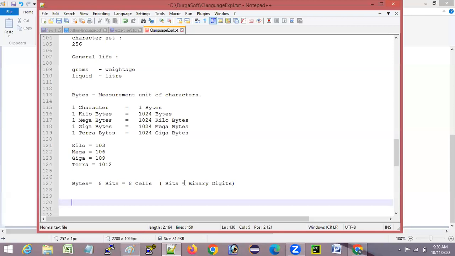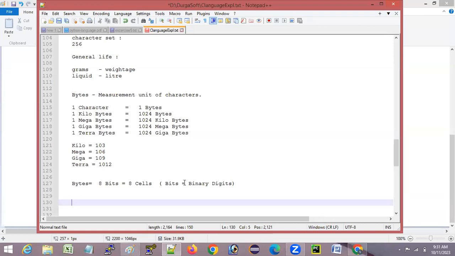And how are you going to measure that? How are you going to describe whatever you store in the memory? You measure it by the unit of a character called a byte. That is, 1 byte equals 1 character, or 1 character equals 1 byte, which is equal to 8 bits, or 8 cells.